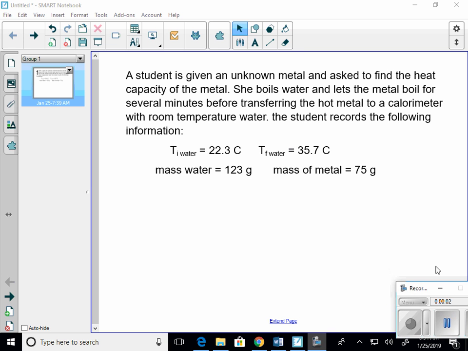So make sure to put in your information for question number 2. But here's the scenario, very similar to what we're going to be doing in the lab today. It says a student is given an unknown metal and asked to find the heat capacity of the metal. She boils water and lets the metal boil for several minutes before transferring the hot metal to a calorimeter with room temperature water. The student records the following information.